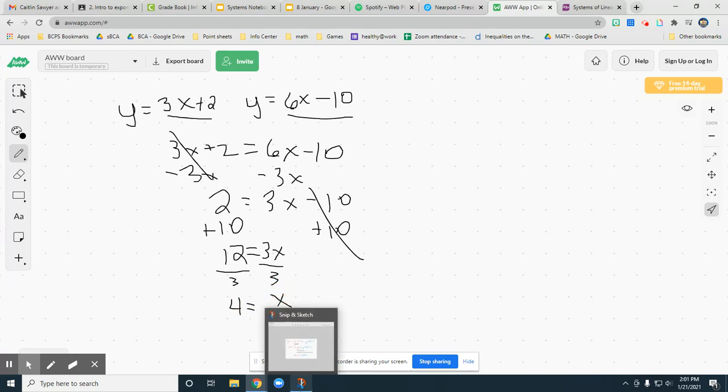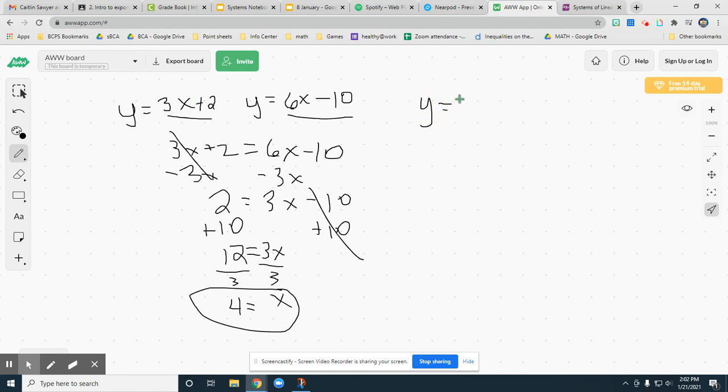So I'm almost there. I'm halfway to my solution. Now I take my x value and I substitute it into one of my equations. It doesn't matter which one, they will get me the same answer regardless. I'm going to use this one. So I get y equals 3x, I'm going to leave that blank for a second, plus 2.